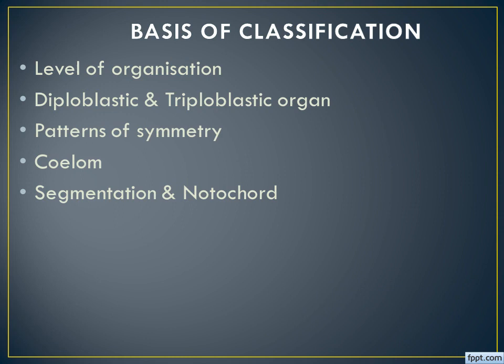The first one, levels of organization. The second one, diploblastic as well as triploblastic organization. The third one, patterns of symmetry. The fourth one, coelom. And the fifth character is segmentation as well as notochord, right? As per these characters, they are going to classify the animals, that is, Kingdom Animalia. Let us go on one by one. Fine.